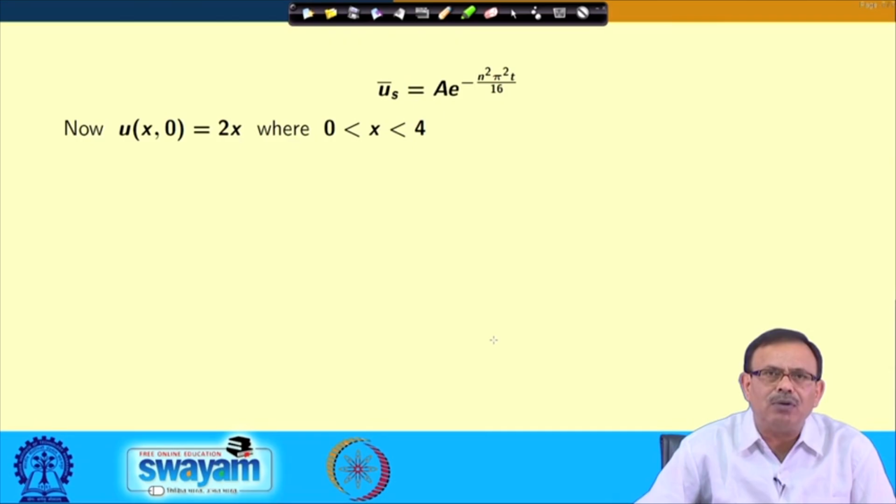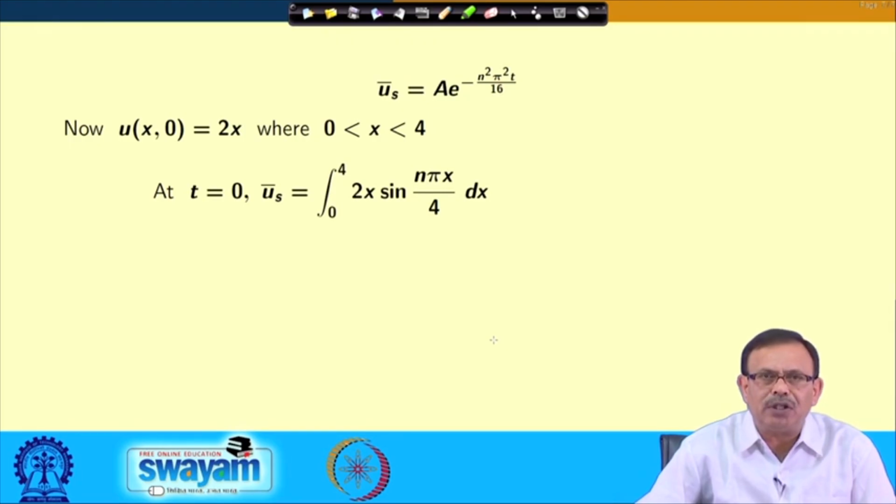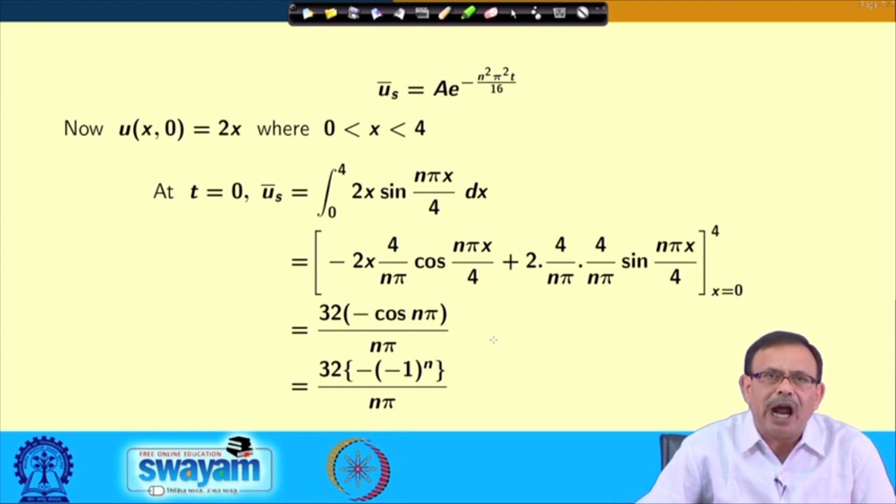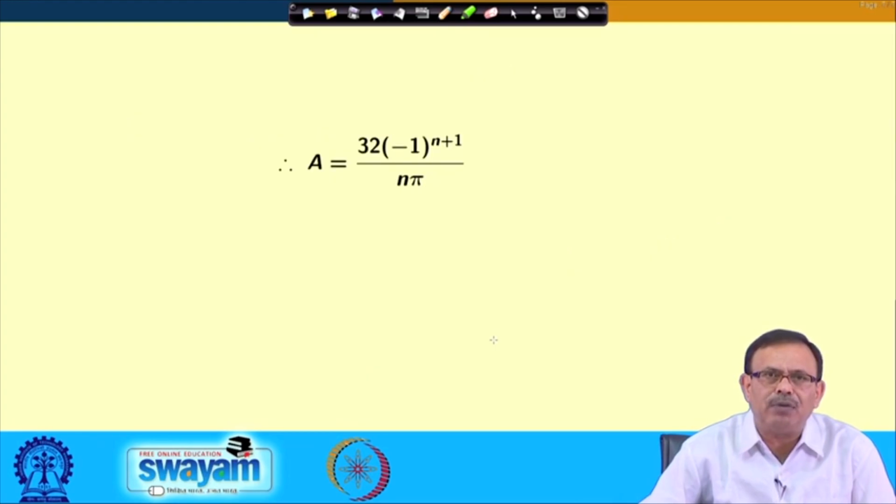So, I have to find the value of the constant. I know u(x,0) equals 2x when x lies between 0 and 4. So, at t equals 0, ū_s equals the integral from 0 to 4 of u(x,0), that is 2x, into sin(nπx/4). If I evaluate the integral, I obtain the value 32(-1)^(n+1)/(nπ). So, at t equals 0, ū_s is this quantity, and also ū_s equals A at t equals 0. Therefore, A equals 32(-1)^(n+1)/(nπ). So, I can obtain ū_s by using the value of A.